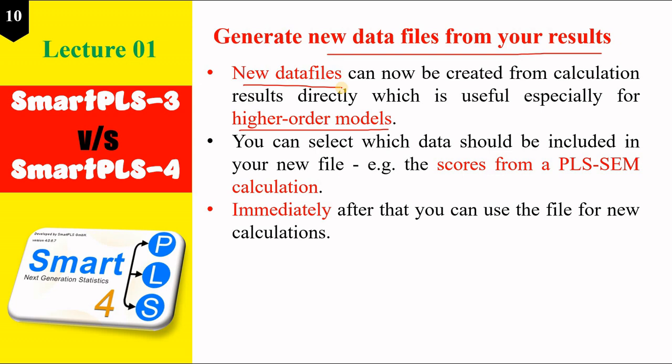In SmartPLS 3, when we were working on the higher order construct, we were required to take the score from the SmartPLS software, and then we were opening our base data file and copying those score values into it, and then we were attaching the same file again with our model, and then we were able to work on the higher order construct. But now this issue has been resolved, and in SmartPLS 4 the option automatically appears, and with this option you can also create the score for your higher order construct, and immediately you can work on the 2 or 3 data files.